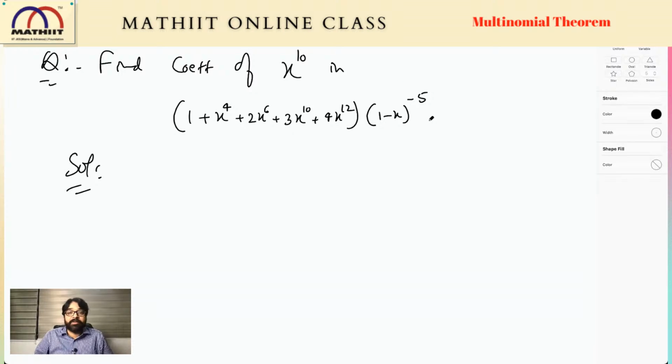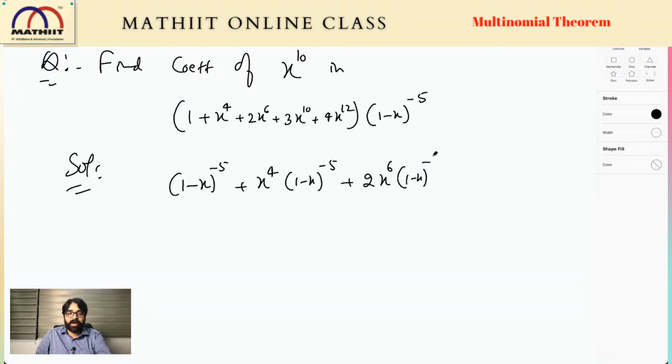See, this is the infinite series and this is the finite number of terms. We have to find out the coefficient of x power 10. Watch how I am doing it. First, multiply this. So we'll get 1 minus x power minus 5 plus x power 4 into 1 minus x power minus 5 plus 2 into x power 6 into 1 minus x power minus 5 plus 3 into x power 10 into 1 minus x power minus 5 plus 4x power 12 into 1 minus x power minus 5.